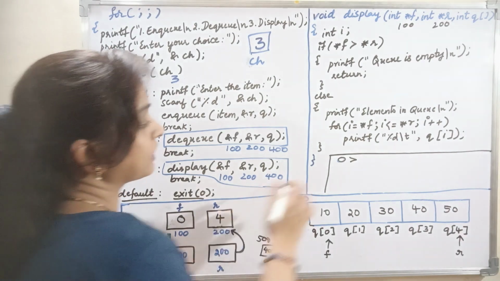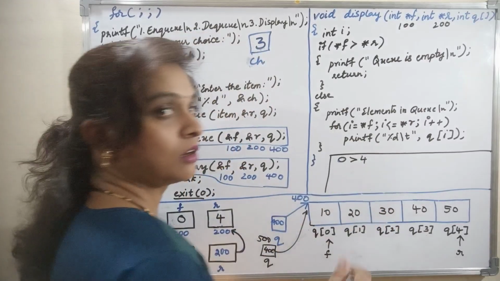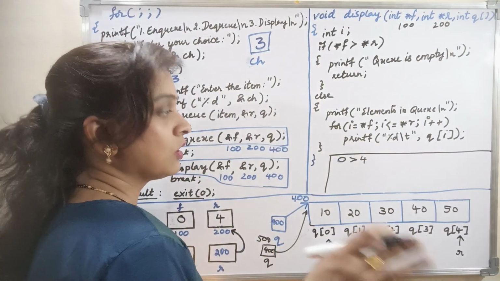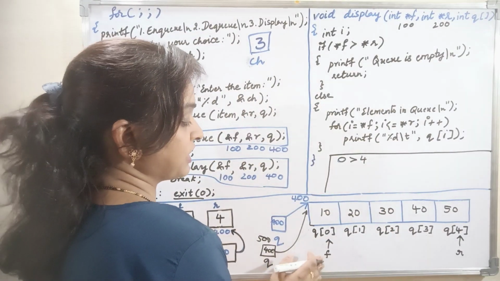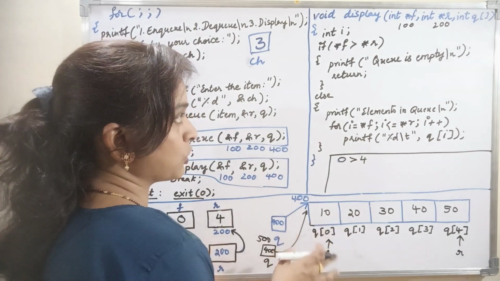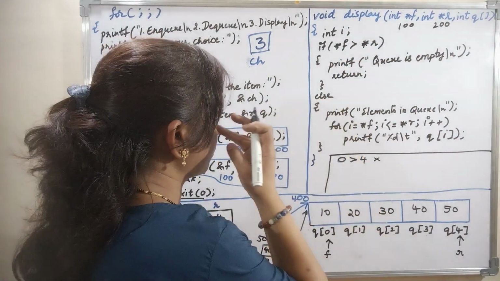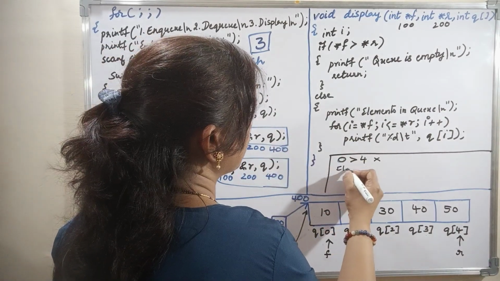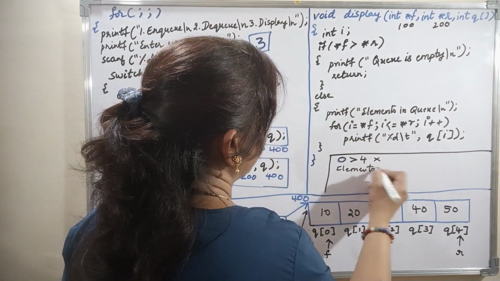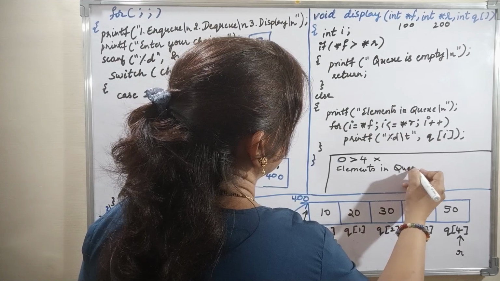Value at the location 200 is 4. Is 0 greater than 4? No. Condition not satisfied means the front pointer is here itself. I have elements in the queue. Condition not satisfied, come to else block. This block gets executed. I get a message, elements in queue.